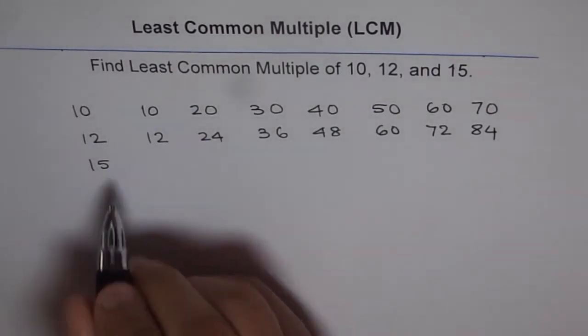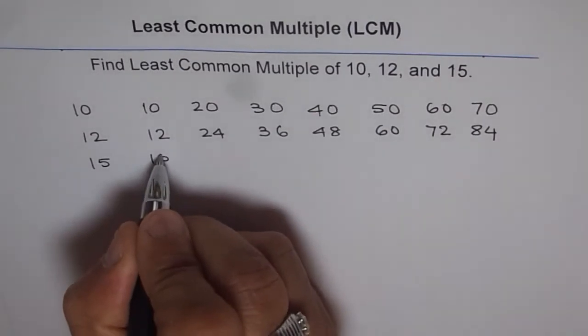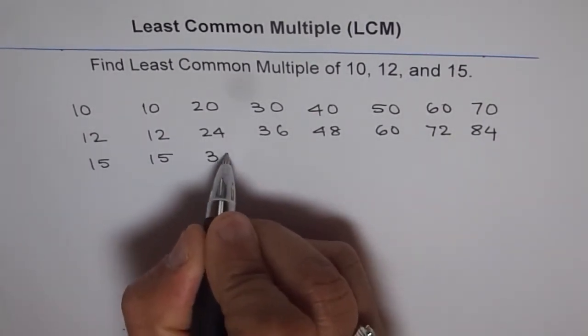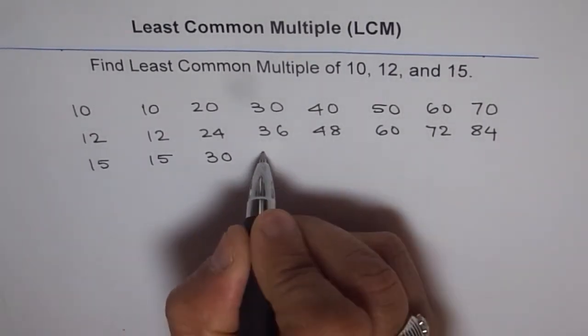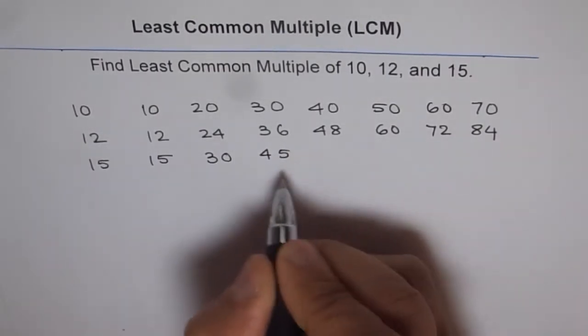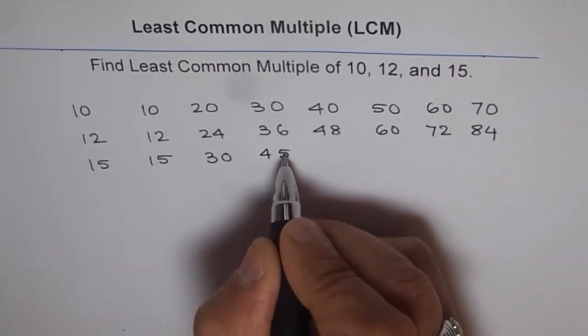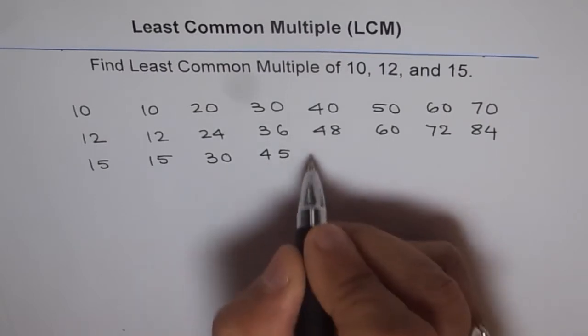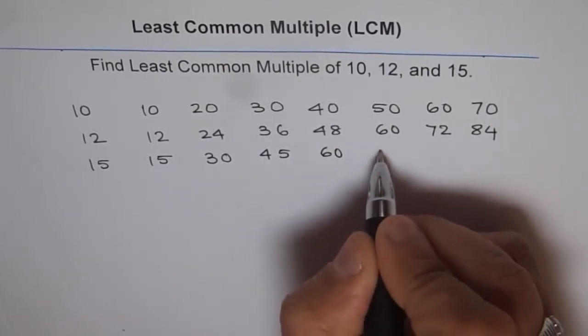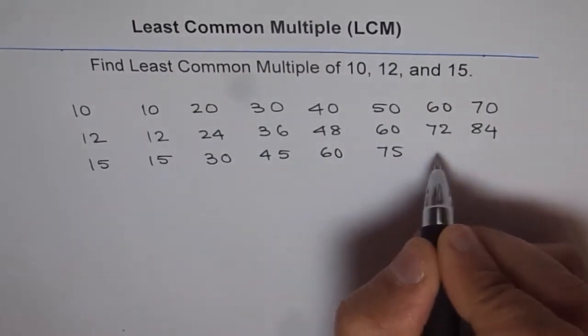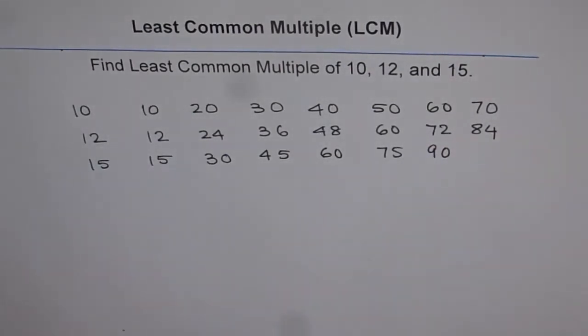Now let's do with 15s. 15 times 1 is 15, times 2, 30, times 3, add 15, 45. Add 15, right? So 5 and 5 when you add is 10, and then you get 60. Add 15, 75. Add 15, 90. Like that, we can go on with the 15 series.